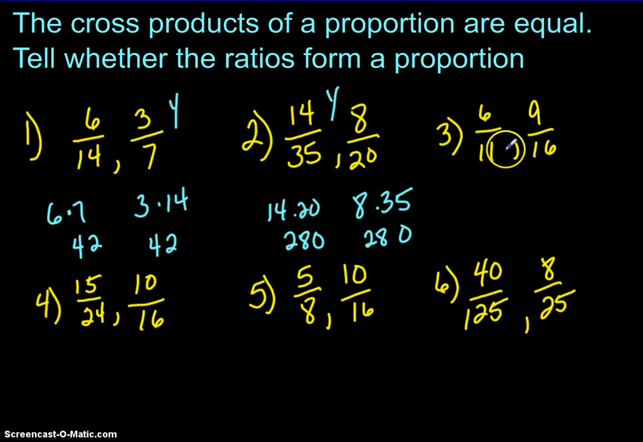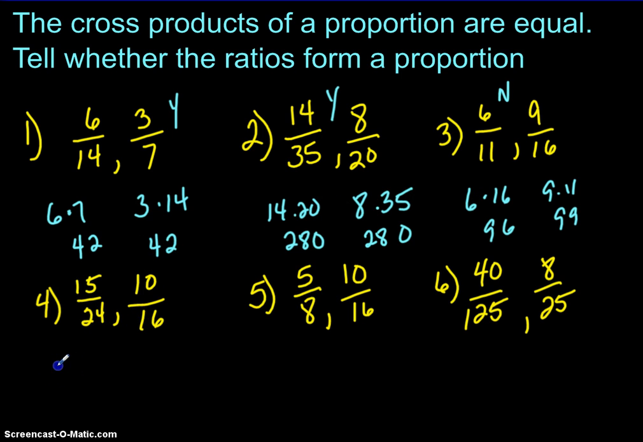Very good. Let's multiply these two cross products. 6 times 16 and 9 times 11. Well, this is 99. This is going to be 96. These two cross products are not equal, so this is not a proportion. These do not form a proportion.